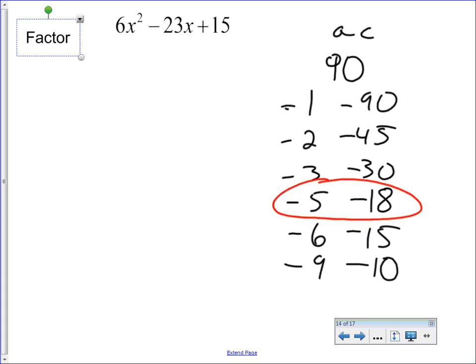And so we're going to write this as 6x squared minus 18x plus negative 5x. So I split the 23x plus 15. And then I group.